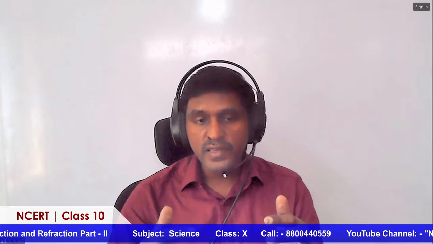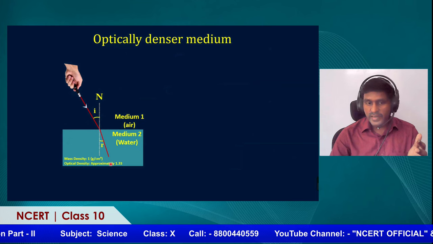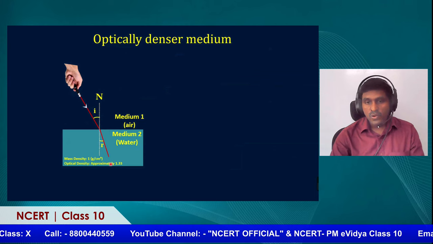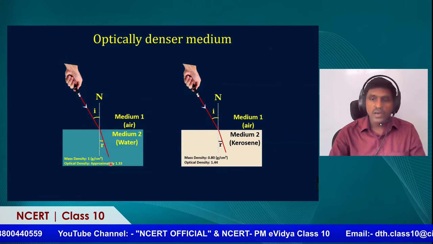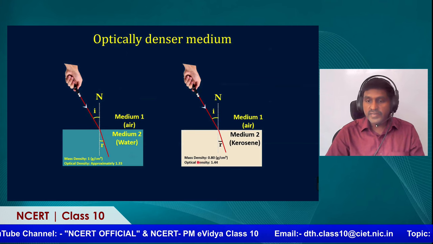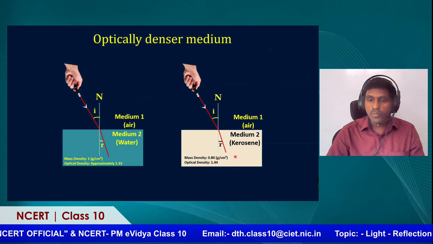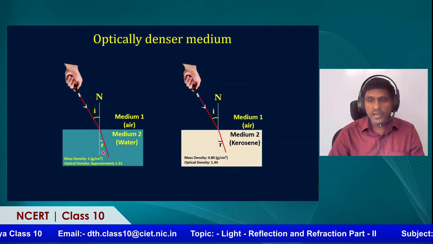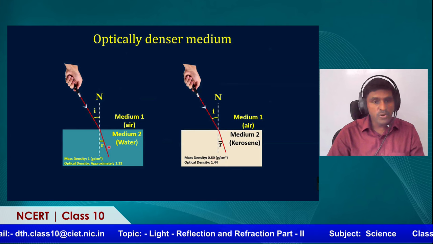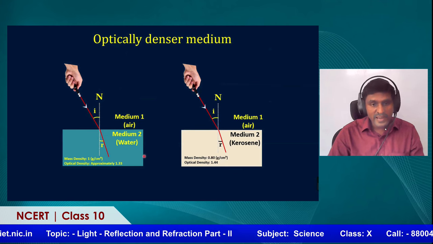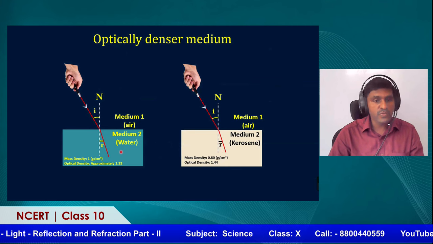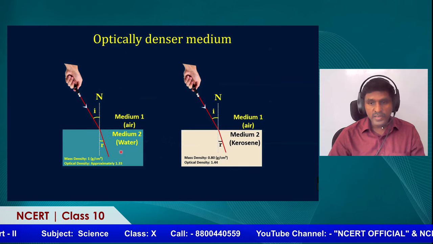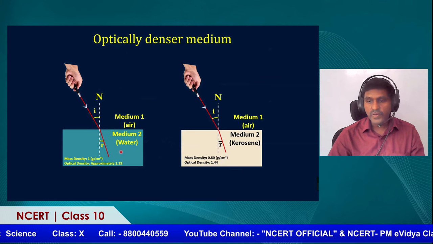Some students may think that when mass density is greater, optical density will also be greater, but it is not always correct. Look at the case of kerosene. In kerosene, the mass density is 0.80. So it is less than the density of water. If you put kerosene in water, kerosene floats above the water, so the density of kerosene is less than the density of water. But the optical density is 1.44 for kerosene. So light will get more deviated in the case of kerosene.